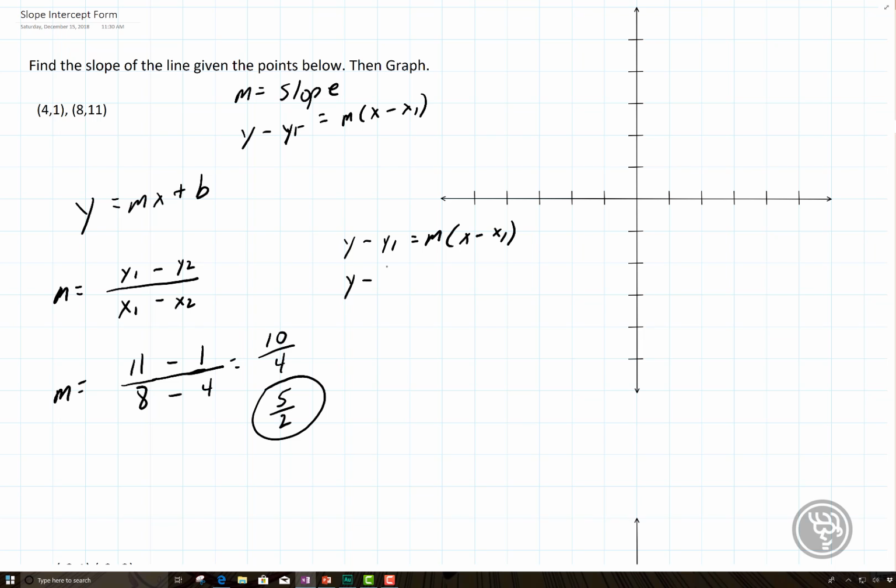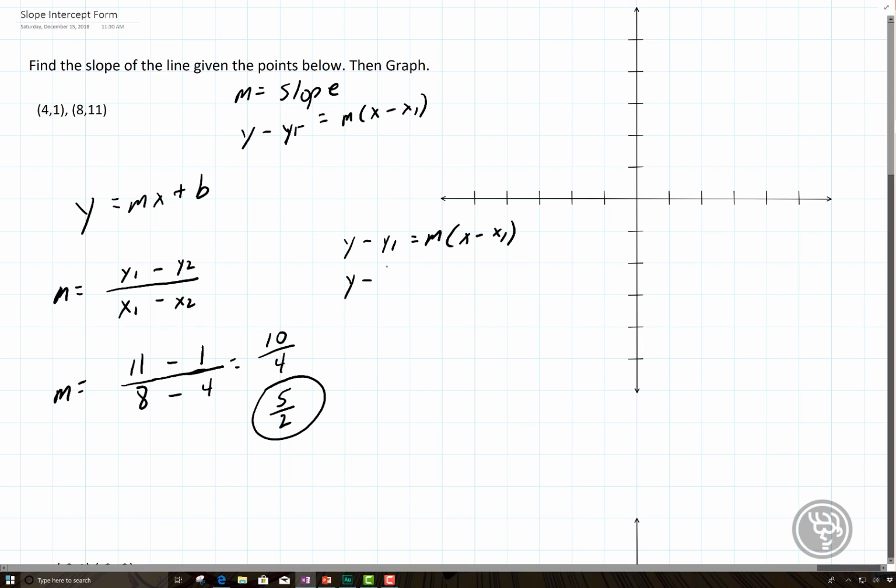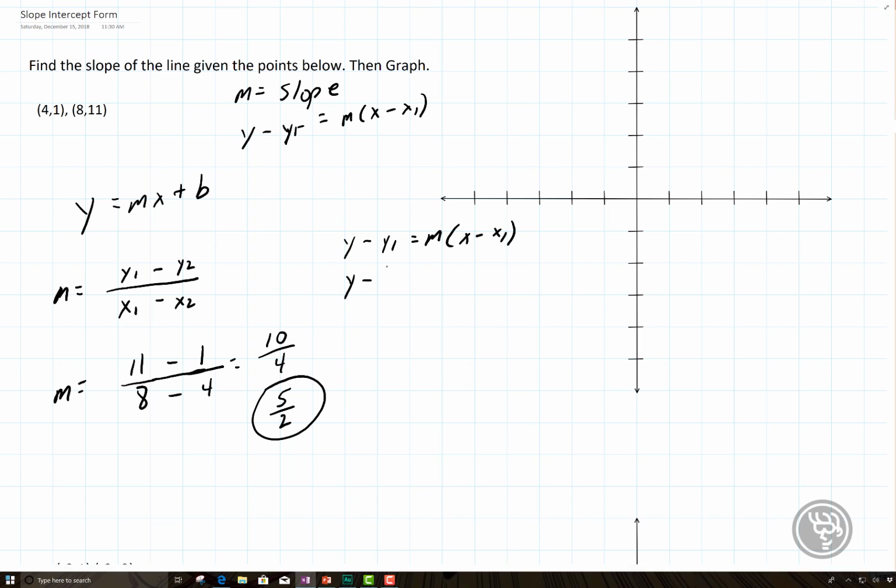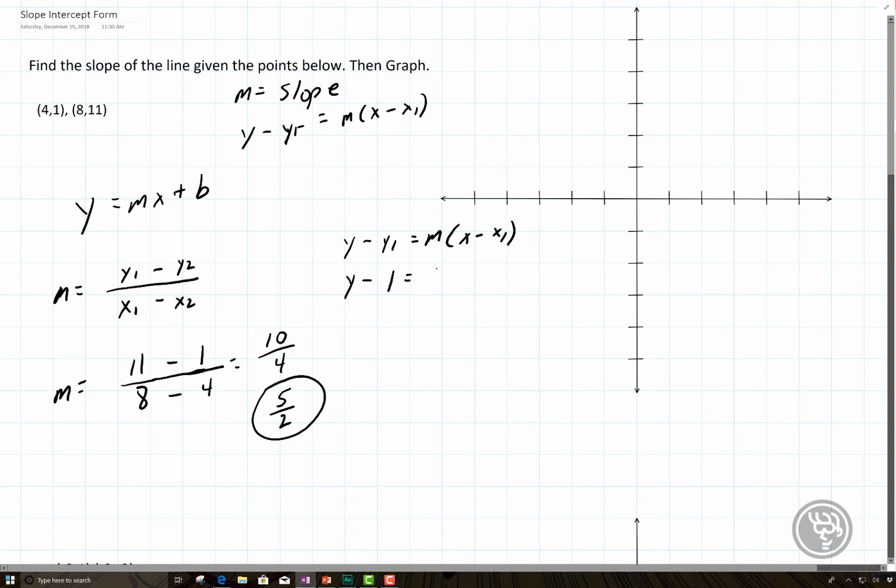I'd always use the points that are small and easy. So, I mean, I can use 8 and 11. But I think working with small numbers here will help us in going through this problem a little faster. So instead of choosing 8 and 11, which you can, I'm going to choose 4 and 1 just because they're smaller numbers and it's easier to manage and easier to go through. So y minus 1 is equal to 5 over 2 times x minus my x value 4.